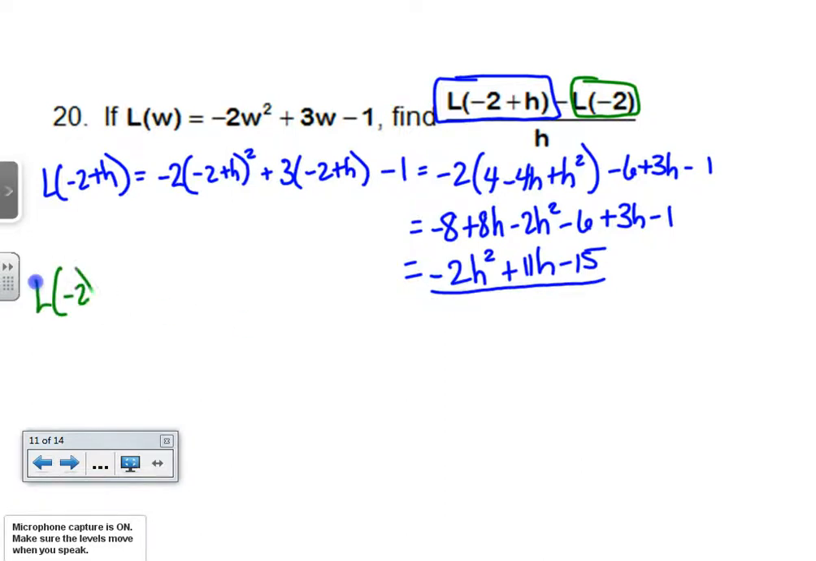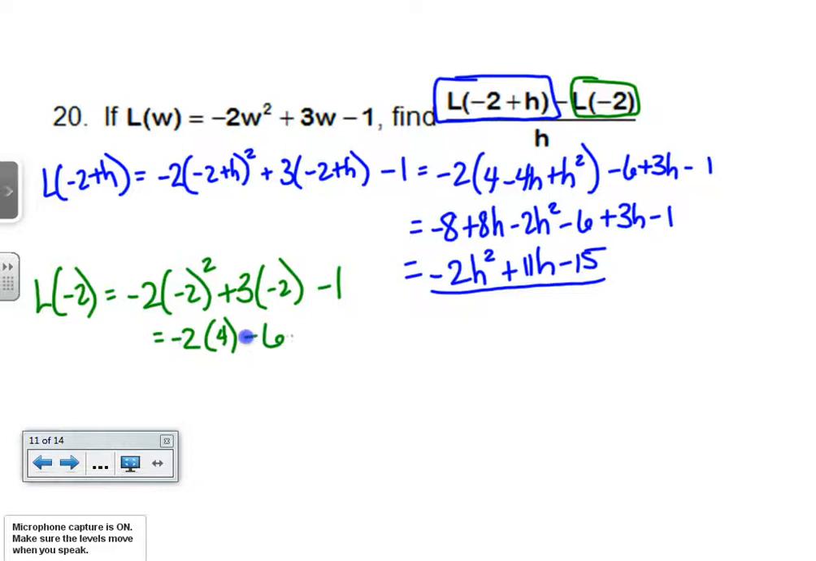Now let's find L of negative 2. So negative 2, plugging in a negative 2 for my w's. And just watch your parentheses. This part should be easy. So we have negative 2 times what will be a positive 4, minus 6, minus 1. I'm guessing I get negative 15, but let's double check. Yep.